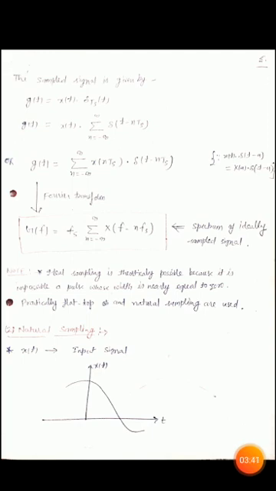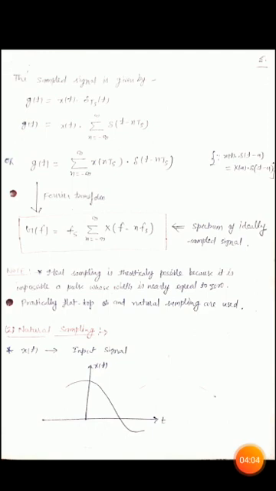Now, ideal sampling is theoretically possible, but practically it is not possible, because designing an impulse or pulse whose pulse width is nearly equal to 0 is not practically possible. So this is the ideal or theoretical case of impulse sampling. To avoid that problem, we use natural sampling.